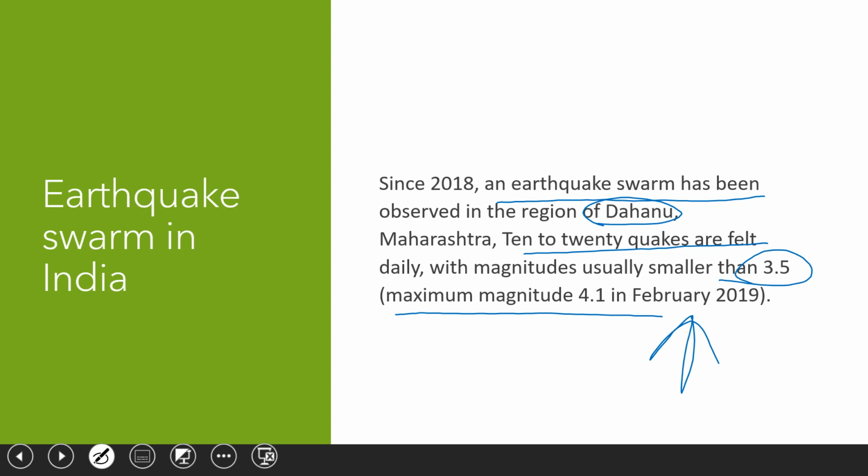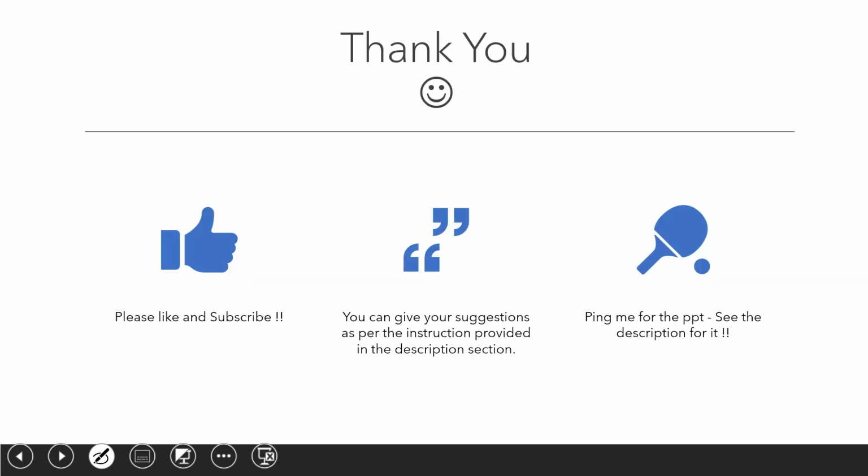You have to remember the place: it is in Maharashtra and the place name is Dahanu. You can remember the name Dahanu as Dhanush. These questions will come in MCQ type questions. So I hope you have understood everything.